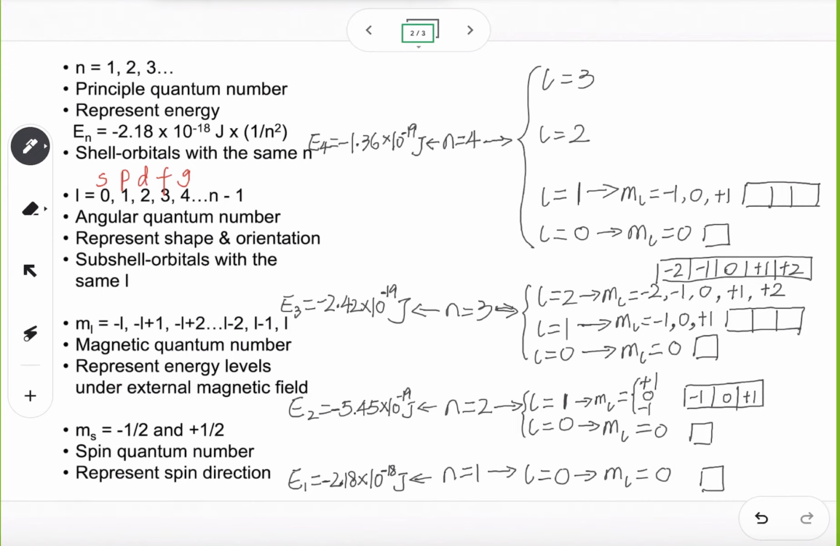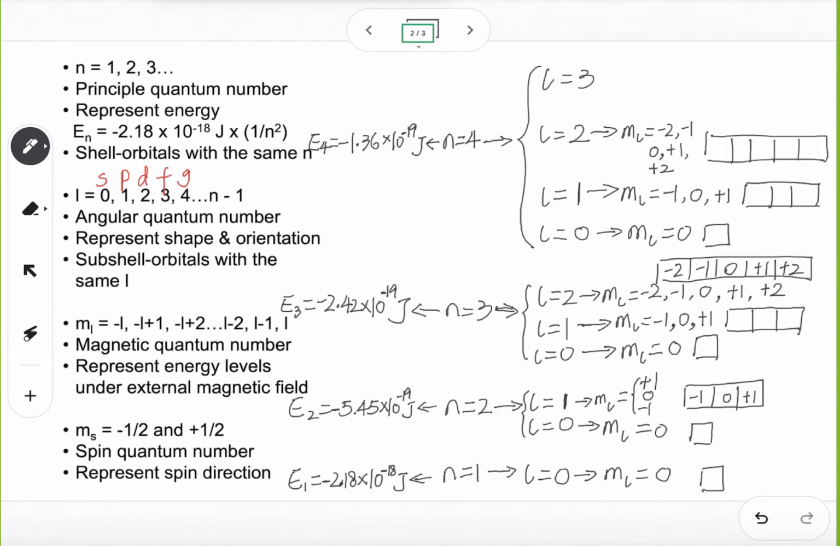Now when L equals to 2, as we did for this here, there are 5 possible ML values. So I'm gonna write it here. ML equals to -2, -1, 0, +1, and +2. So 5 atomic orbitals will be defined. All right. Now L equals to 3. Again, it's growing.